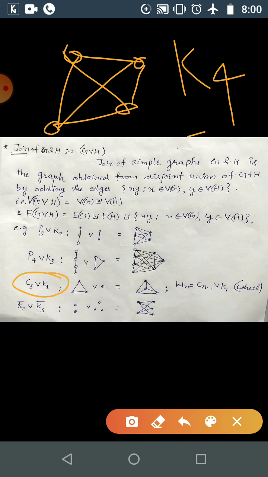So here the chromatic number is 4, and 4 is 3 plus 1, where 3 is the chromatic number of C3 and 1 is the chromatic number of K1. And obviously this is W, which is defined as the wheel.